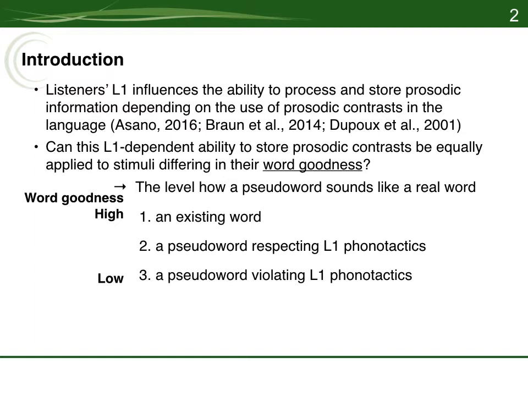Here we examine whether this L1-dependent ability to store prosodic contrast can be equally applied to stimuli differing in their word goodness. The term word goodness is used here to describe the level to which a pseudo-word sounds like a real word. To this aim, we created stimuli contrasting in F0 that were varied in three word goodness conditions.